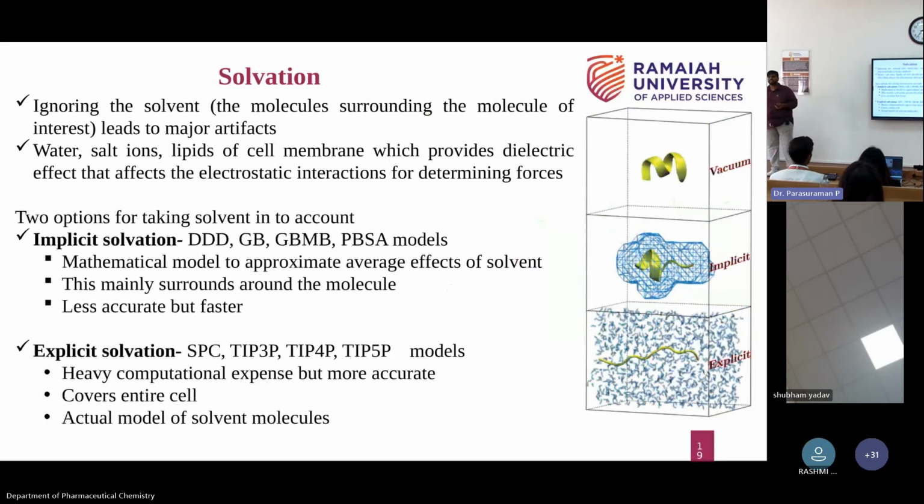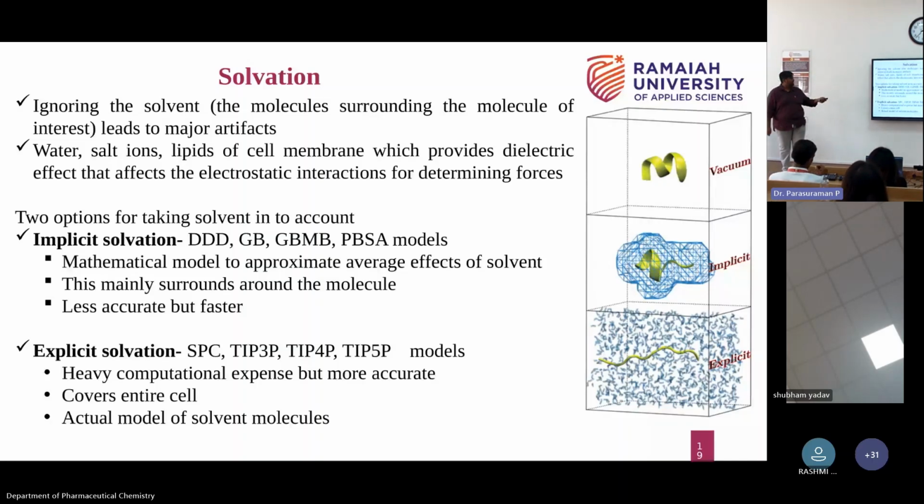Solvation. Generally, we do molecular dynamics because it is mimicking human conditions. So adding solvent, or missing the addition of solvent, will lead to artifacts or wrong results. In molecular dynamics, we can add water, ions and lipids. For example, if you are targeting tuberculosis, we can add a membrane to the particular protein. In solvation, we have two types: implicit solvent and explicit solvent.